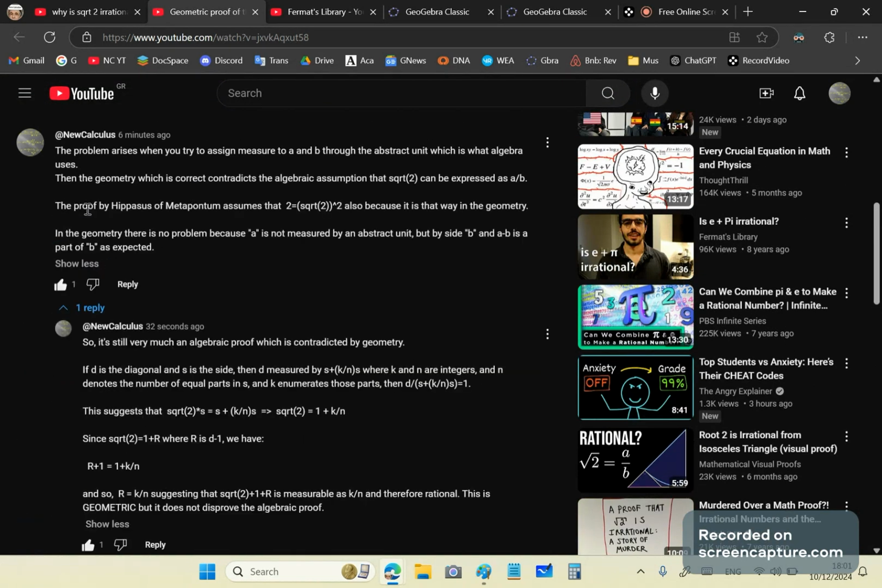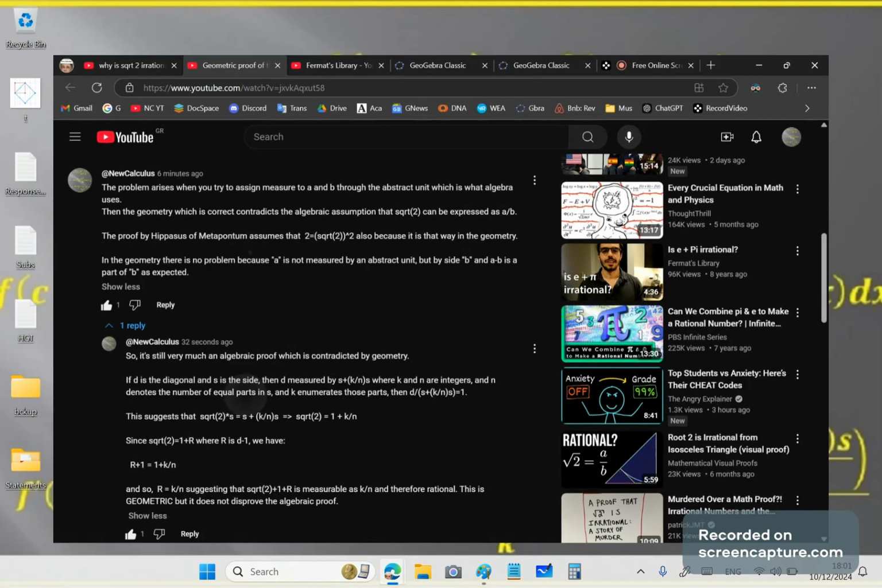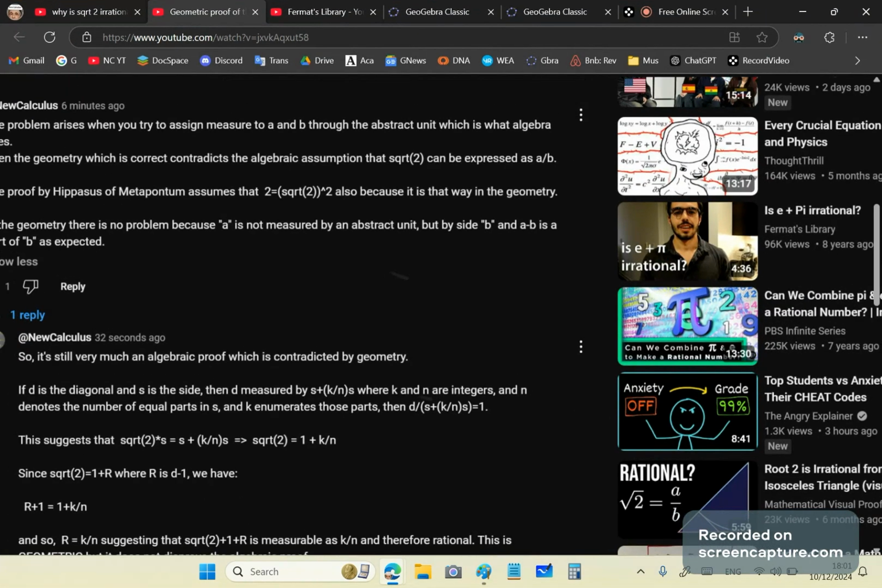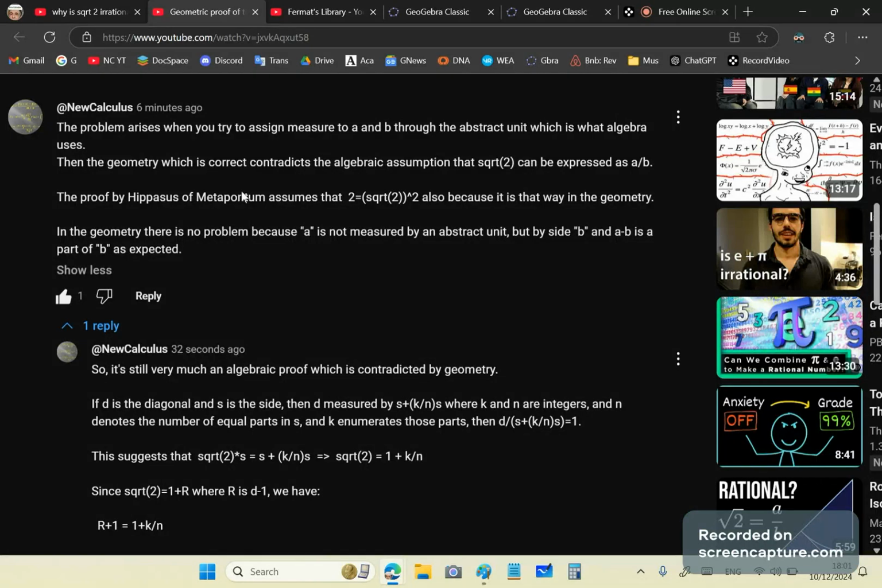I'll show them to you anyway. So I said the problem arises when you try to assign measure to a and b through the abstract unit, which is what algebra uses. Then the geometry, which is correct, contradicts the algebraic assumption that square root 2 can be expressed as a ratio or as a fraction of two integers, not as a ratio, as a fraction, because a fraction is the measure of a ratio. So the proof of Hippasus of Metapontum assumes that 2 is equal to the square root of 2 squared, because it is that way in geometry, like I just showed you earlier over here, right?